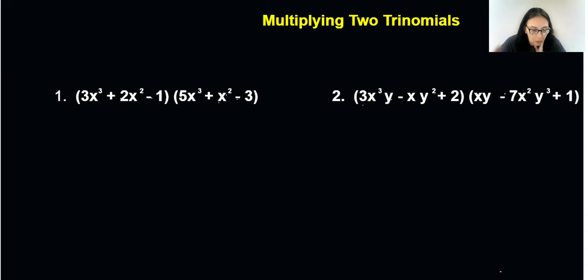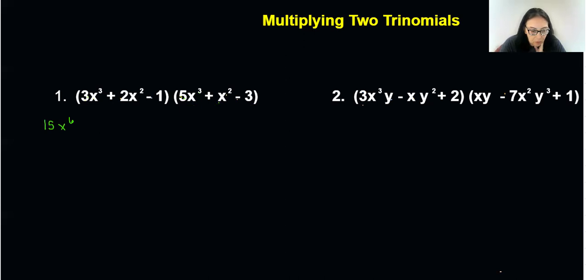So here we go. We're going to take this 3x cubed and multiply it by each one. So a positive times a positive is a positive. 3 times 5 is 15. Then I'm multiplying, so I add those exponents. 3 and 3 is 6. Now I got to take the 3x cubed. Let's erase that. And we got to do it by the middle term.